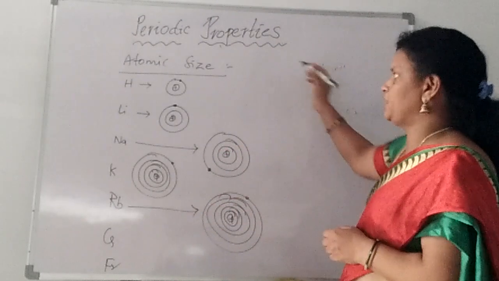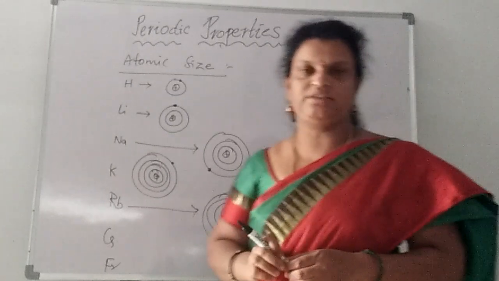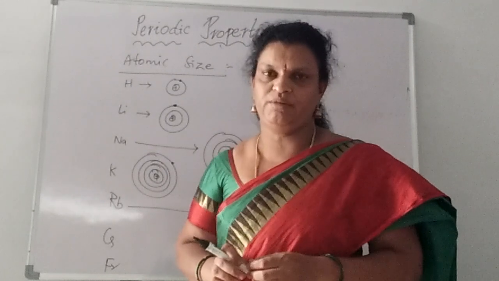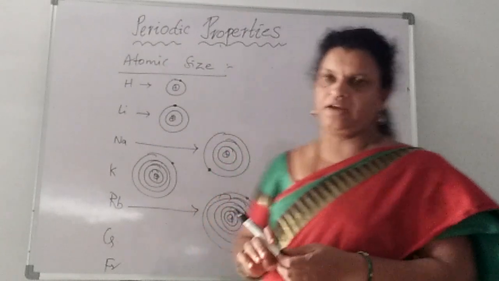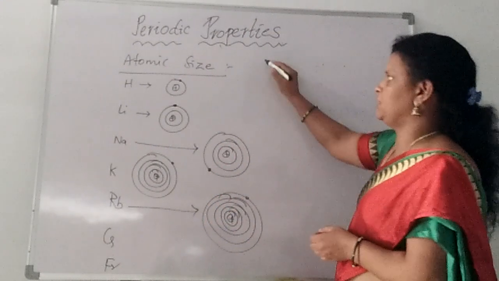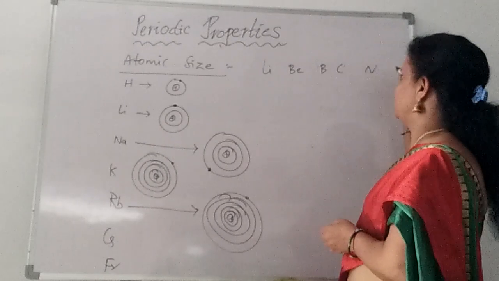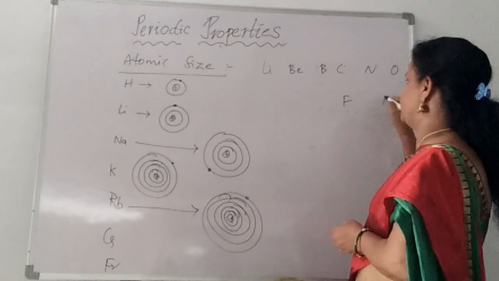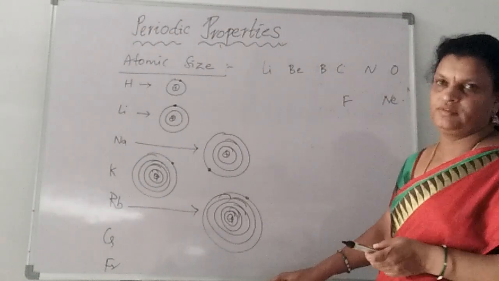So we'll take the second period as an example, because in the first period we have only 2 elements in the modern periodic table, hydrogen and helium, so we can't compare the periodic property there. So let us go to the second period. Second period elements, if you see: lithium, beryllium, boron, carbon, nitrogen, oxygen, fluorine, neon, right? Here I am not taking neon, right?